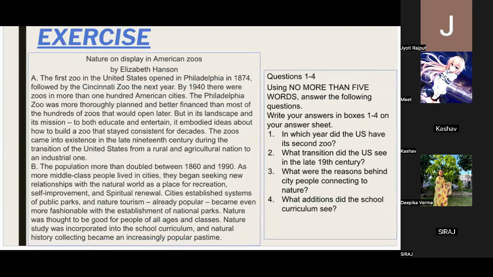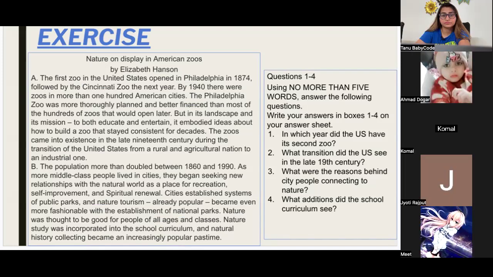Okay, so you have a few minutes to do this. There are 4 questions. You have to read the questions first. What does your word limit say? Your word limit says no more than 5 words. So you cannot write more than 5 words. You can write less than 5 words. Read the questions, predict the answer. Think of the synonyms also you might get in your passage.